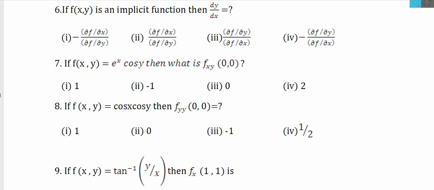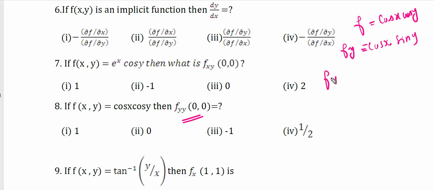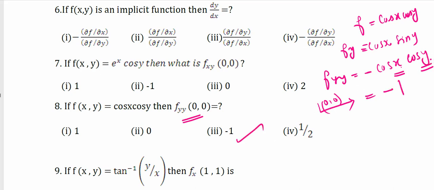F of x y is equal to cos x cos y. What is the value of f double y at 0, 0? F is cos x cos y. First differentiate with respect to y. Cos x is constant, and cos y differentiation is minus sin y. Now for f double y, again we make the differentiation: cos x into minus sin y differentiation gives minus cos x cos y. Now substitute 0, 0 here. When x is equal to 0, cos 0 is 1, and when y is equal to 0, cos 0 is 1. So the answer is minus 1.